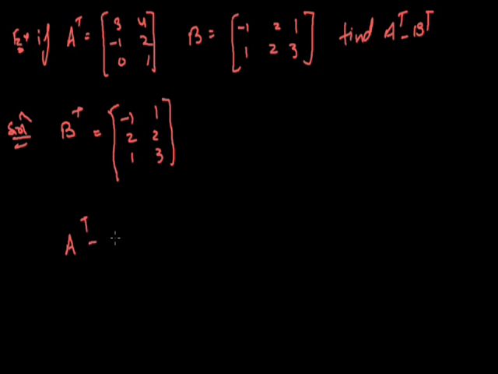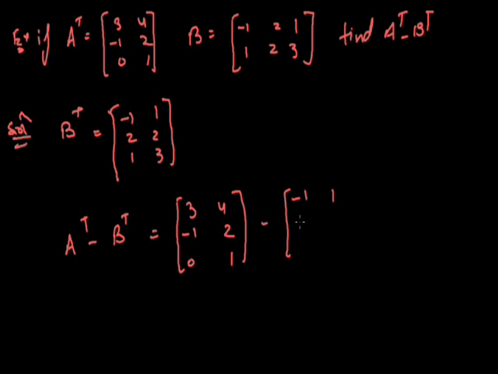Now A transpose minus B transpose. So it is [3, 4; -1, 2; 0, 1] and the B transpose is [-1, 1; 2, 2; 1, 3]. Now if we subtract the two matrices, we get 3 minus of minus 1 is 4, 4 minus 1 is 3, minus 1 minus 2 is minus 3, 2 minus 2 is 0, 0 minus 1 is minus 1, 1 minus 3 is minus 2.